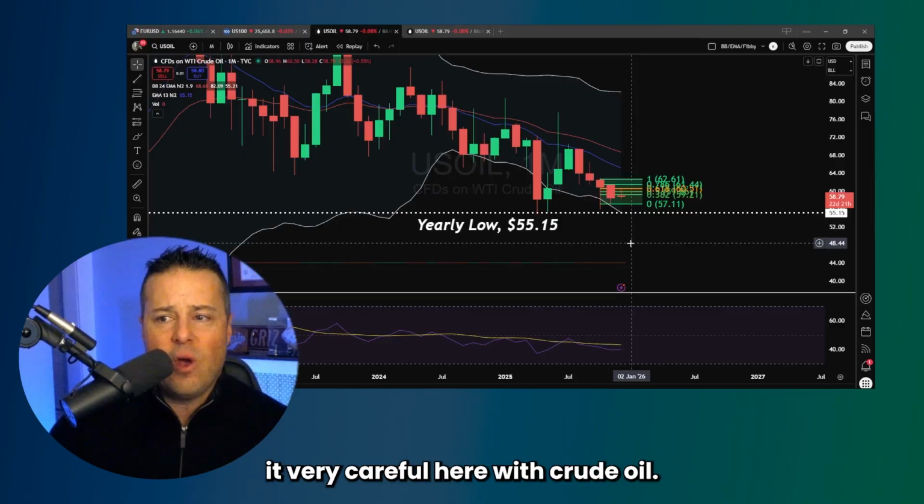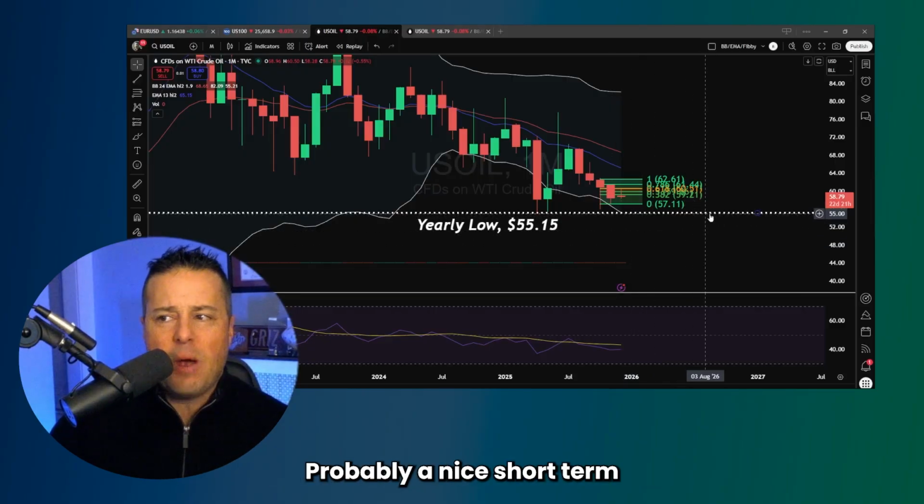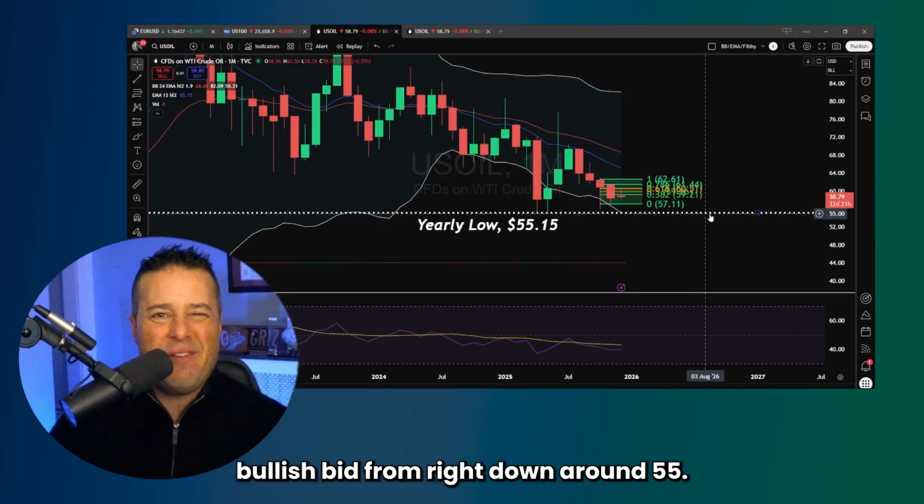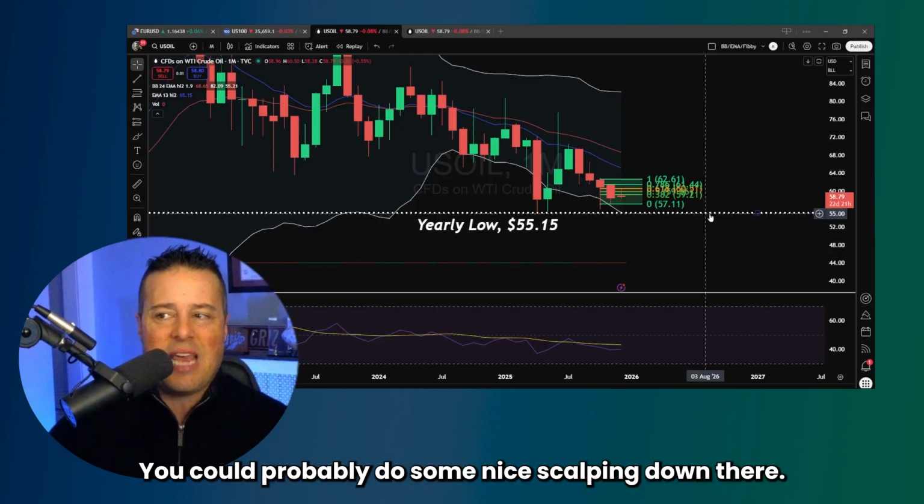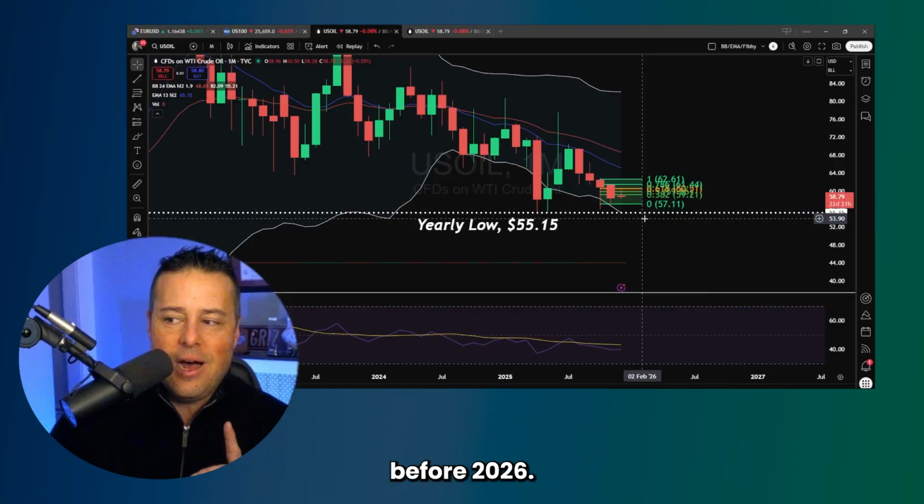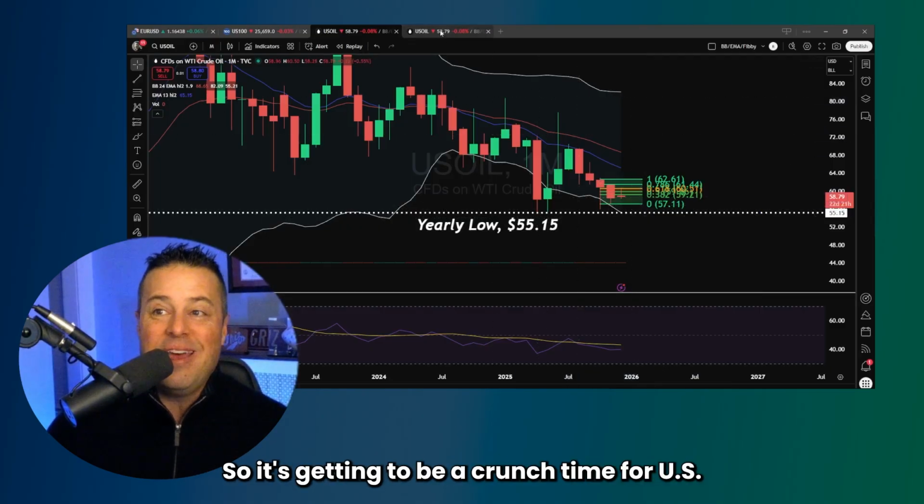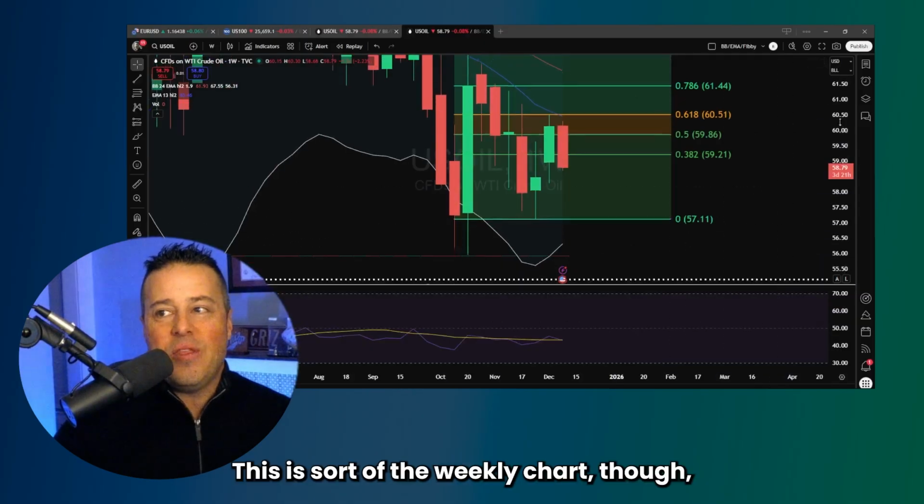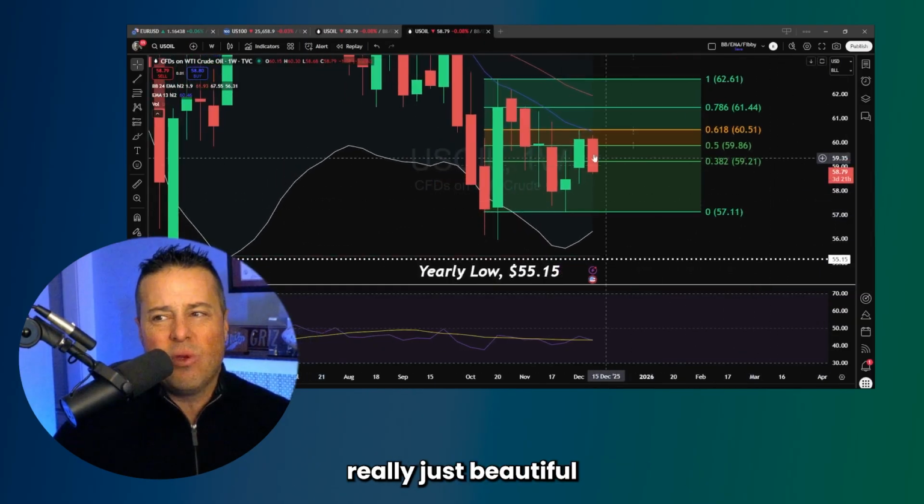Very careful here with crude oil. I still like it to take out those yearly lows, probably a nice short-term bullish bid from right down around 55. You could probably do some nice scalping down there. Still like us to make new yearly lows before 2026, and we've only got a few weeks left, so it's getting to be crunch time for U.S. oil bears.